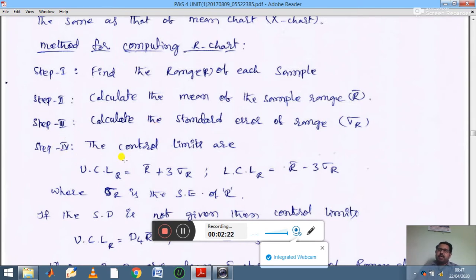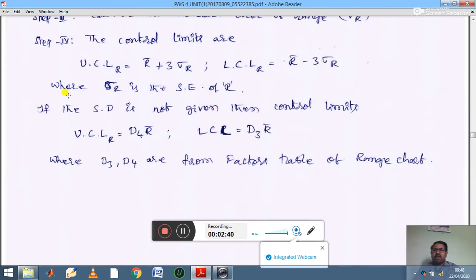Then in step 4, the control limits. We need to calculate the UCL value, LCL value, and CL value, that is, upper control limit, lower control limit and control limit, because to draw the R chart we use these three values. To calculate the UCL, we use the formula R bar plus 3 sigma R, where sigma R represents the standard error. In the same way, LCL is R bar minus 3 sigma R.